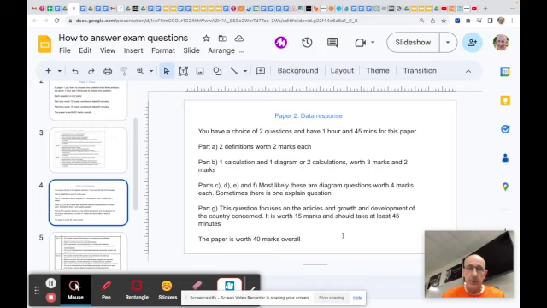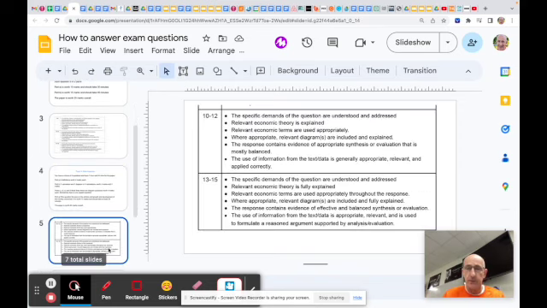Part G is the essay type question. It's worth 15 marks, and you should take at least 45 minutes on that. It focuses on the articles, and it focuses normally on growth and or development. So it'll say that in the question, talking about the growth of the economy or the development of the economy or both. Economic outlook is still growth and development if it says that. And this paper overall is worth 40 marks.